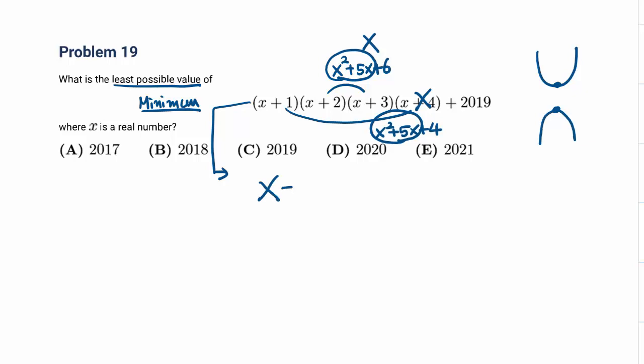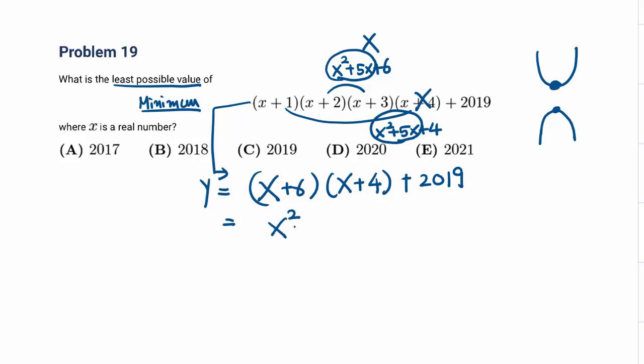Large X plus 6, another large X plus 4, but we still have 2019, right? So we let this be y, that's okay. But this is a quadratic, okay? To find the minimum or maximum, we need a quadratic form, that's the point. So can you find the vertex? How can you find the minimum? If you find the vertex, this point is the minimum, right?